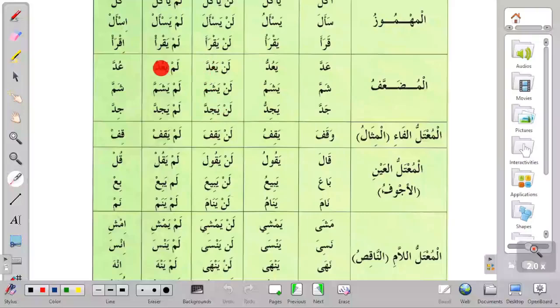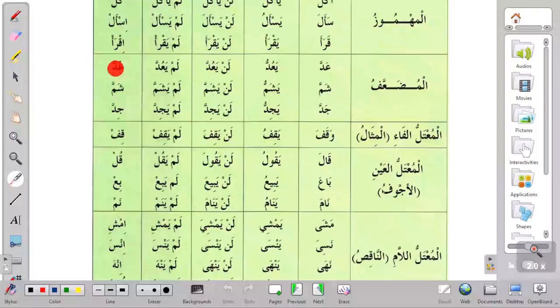Then when it is majzum, lam ya'udda. We have seen the majzum. When it is majzum, the last letter is going to take fatha. The dhamma will simply tend to fatha. So lam ya'udda. All that applies to all the other verbs.